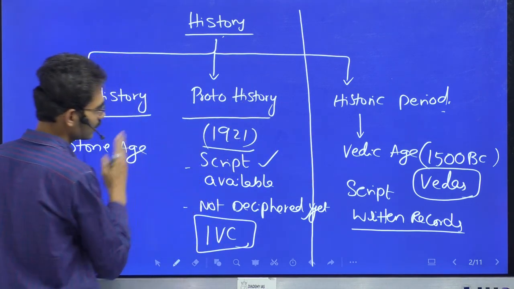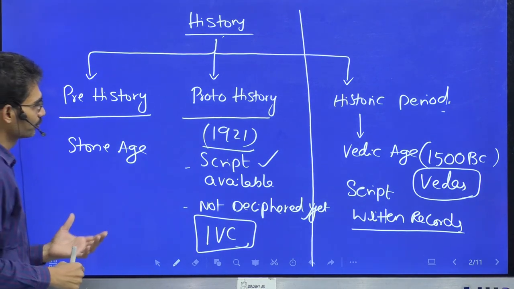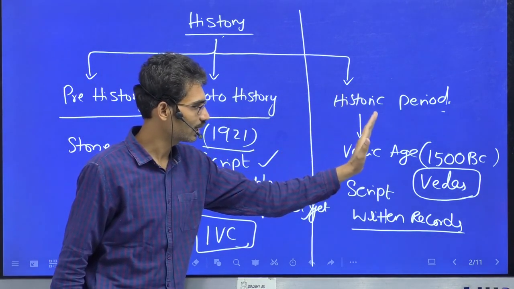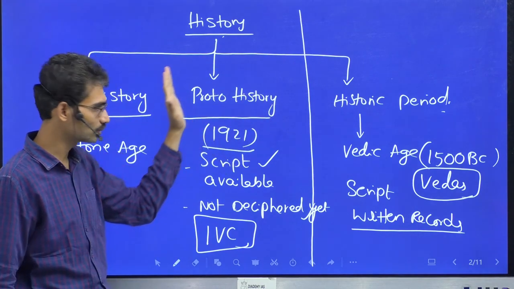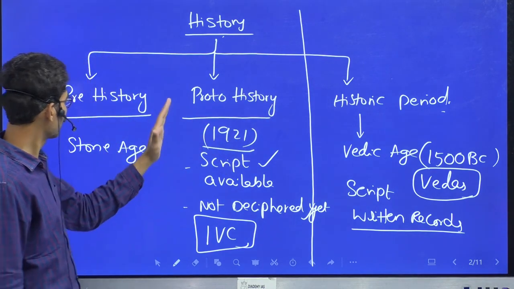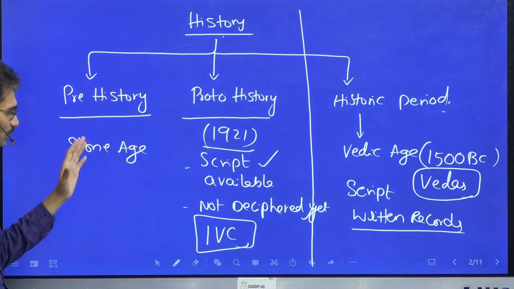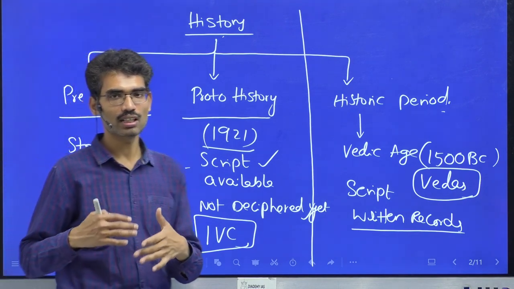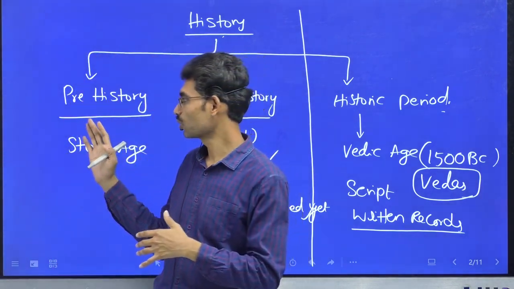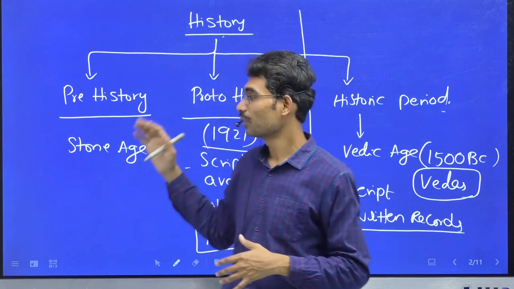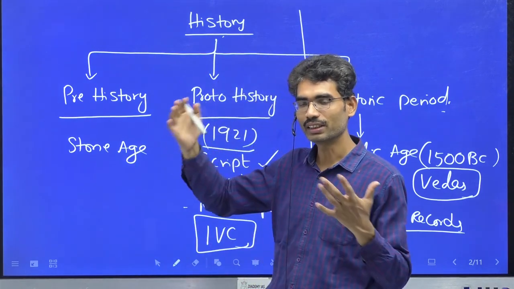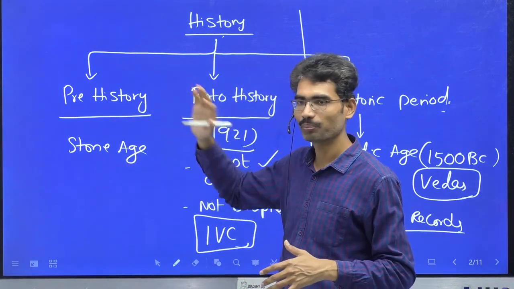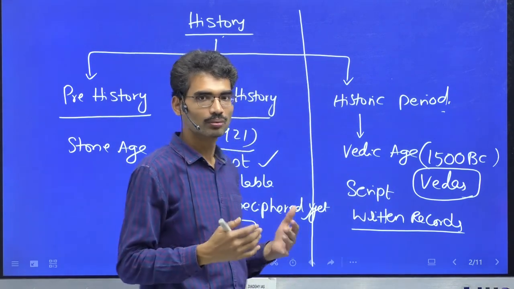But this was discovered only in 1921. That's why our ancestry, our history itself was pushed back to this side. Now, in some areas, with the stone tools, with the latest technologies, carbon dating method, we come to know that Stone Age also, in different places in India, people were living in prehistoric age also.